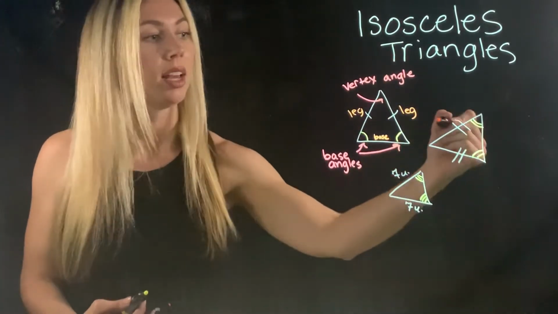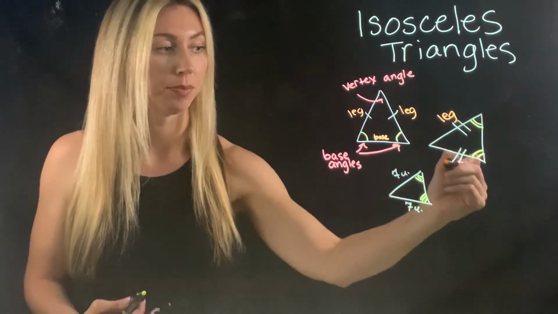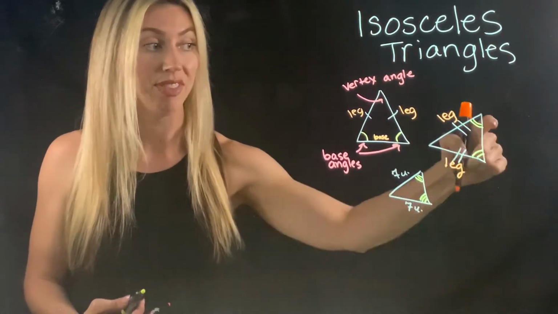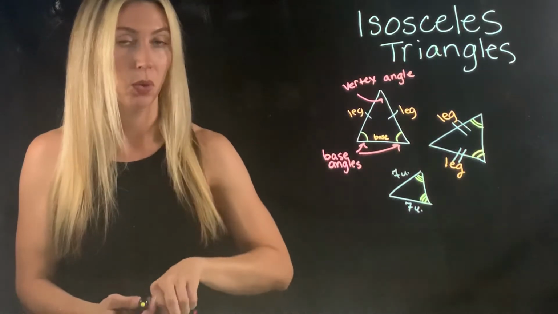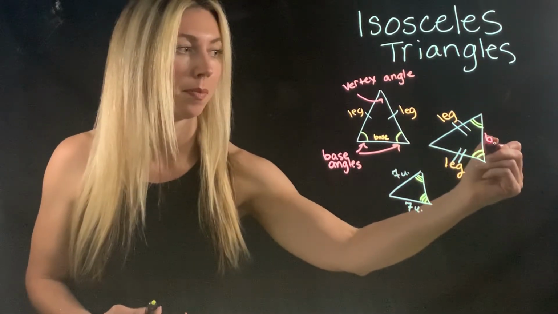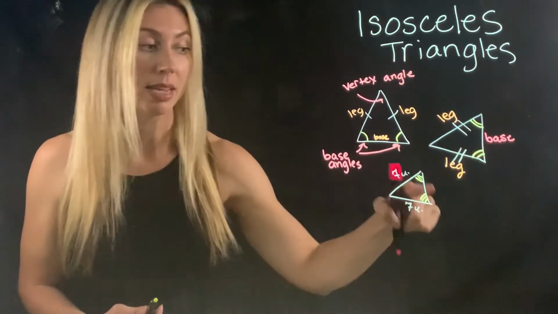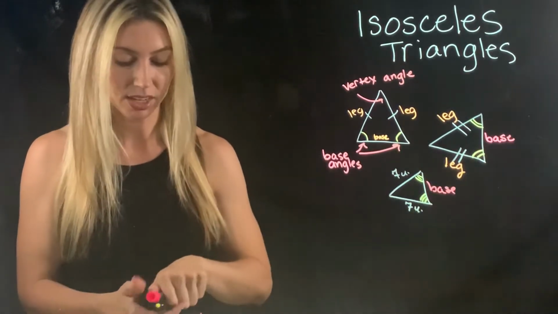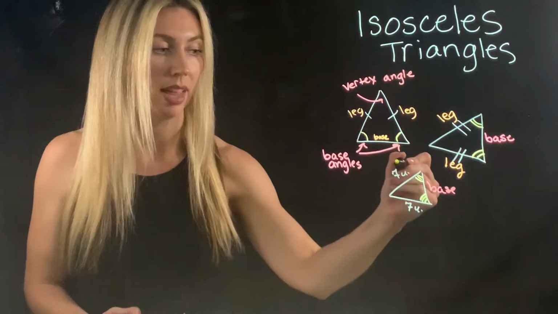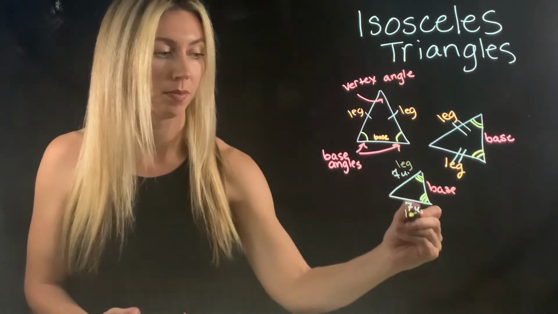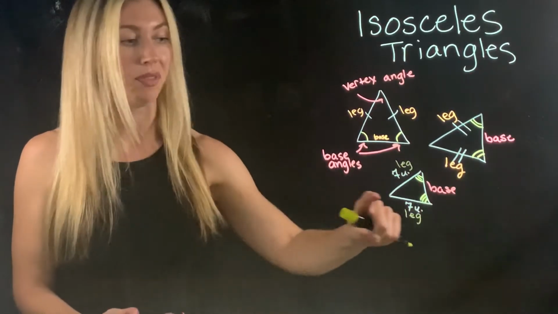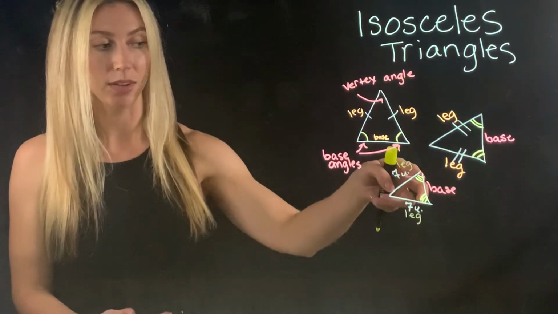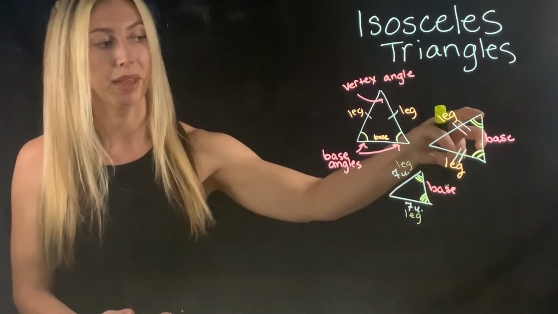So in this one, these would be the legs, and this side, the side that's different, would be the base. Same thing here, the side that's different is called the base. The sides that are the same are the legs. And then again, we've got a vertex angle and base angles. Over here we have a vertex angle and a base angle.